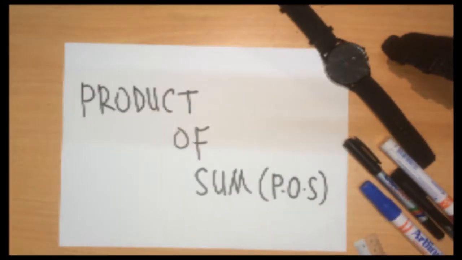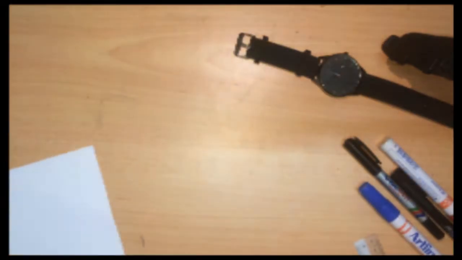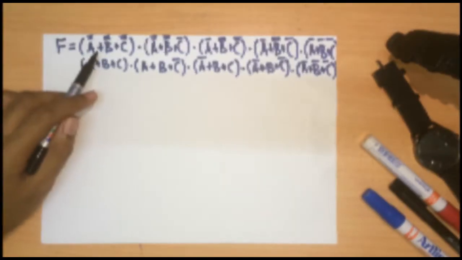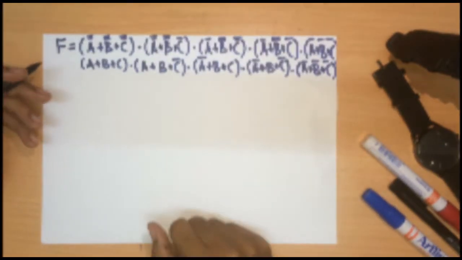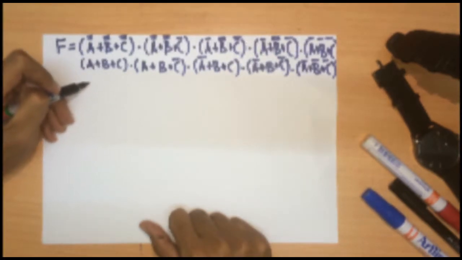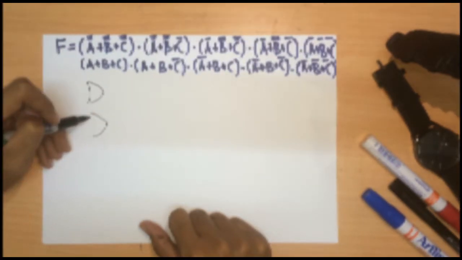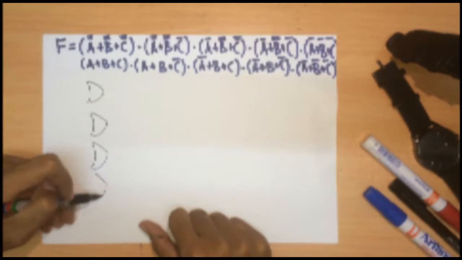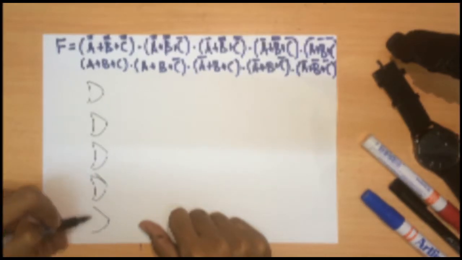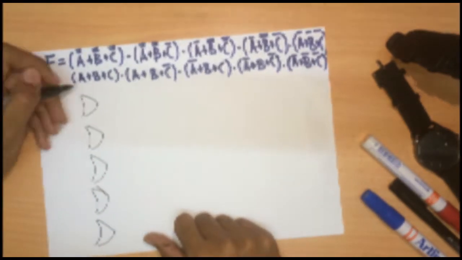Next is product of sums. This is in the product of sums form. For clarity, NOT gates are not shown. Rather, it is assumed that each input signal and its complement are available. This simplifies the logic diagram and makes the inputs to the gates more readily apparent.